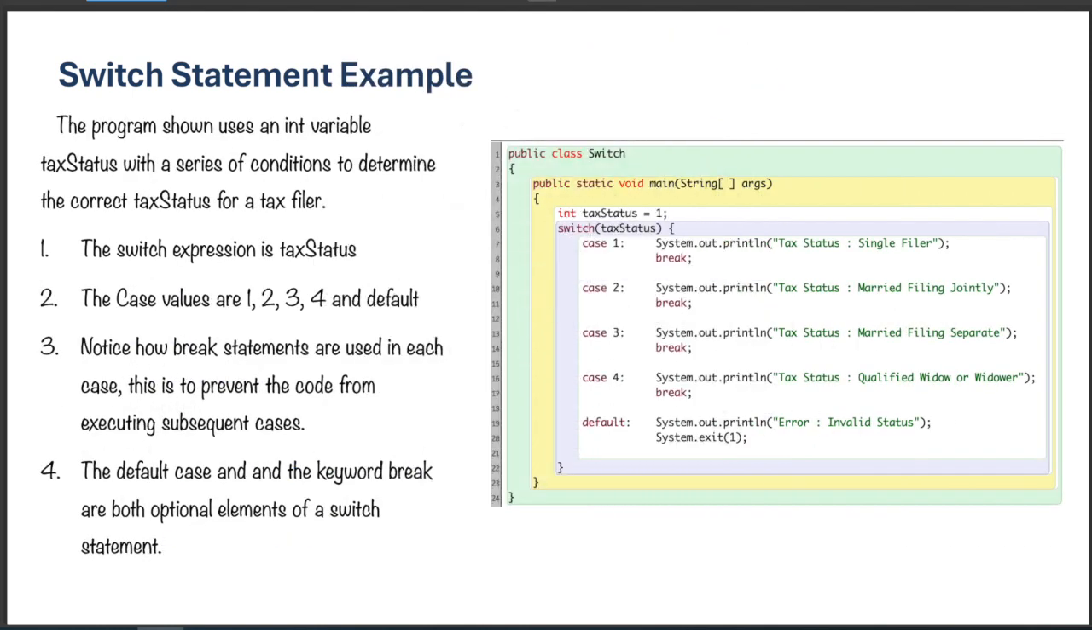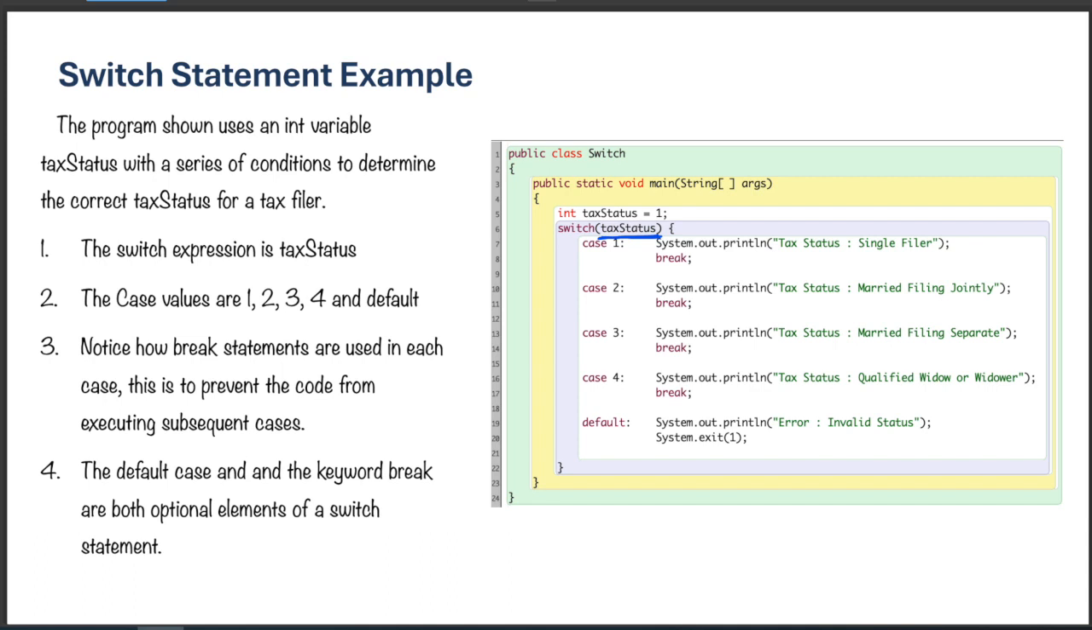So let's look at an example. The program shown uses an int variable called tax status with a series of conditions to determine the correct tax status for a tax filer. The switch expression is tax status. So if this were a reference type, we said this cannot be null because at this point it would throw a runtime error. Since this is a primitive type or a wrapper class of a primitive type, it is fine as long as there is no null.